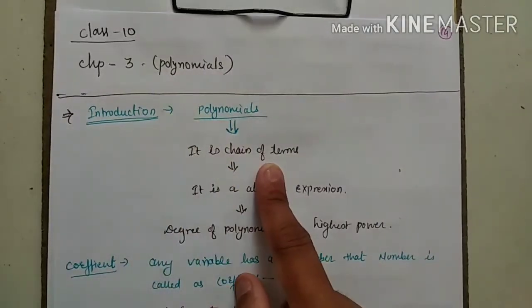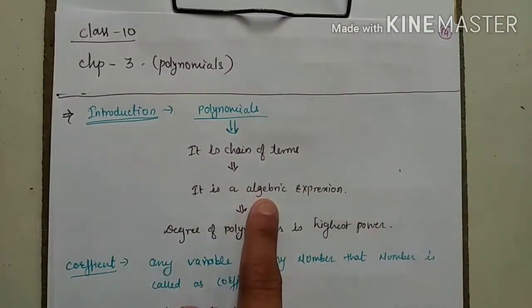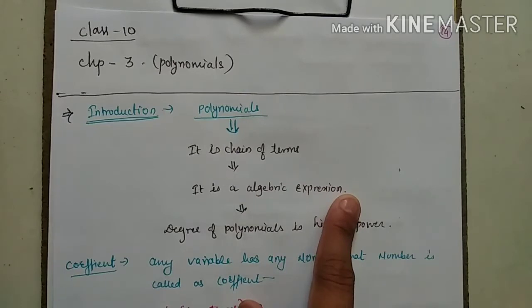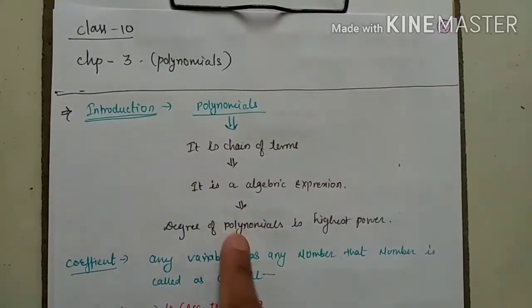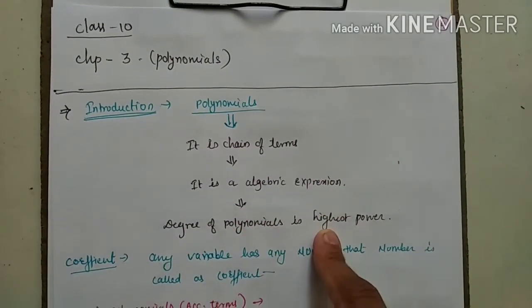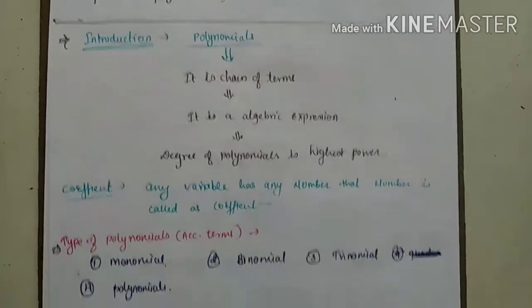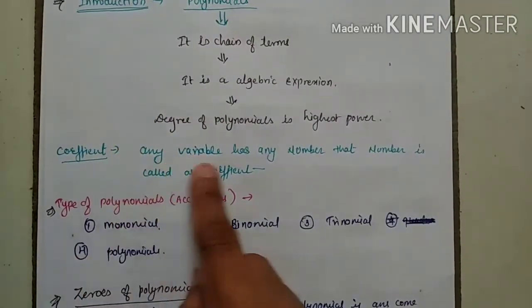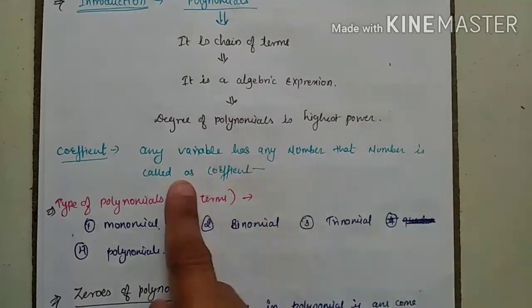So what is a polynomial? It is a chain of terms, correct? And what is a term called? An algebraic expression, which we did in ninth class. The degree of a polynomial is always the highest power of that polynomial, correct? That is called the degree of a polynomial. After that, coefficient. What is a coefficient? Any variable has a number with it, and that number is called the coefficient.